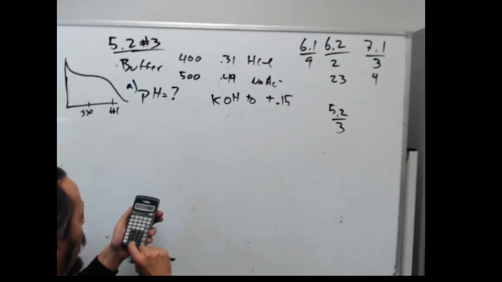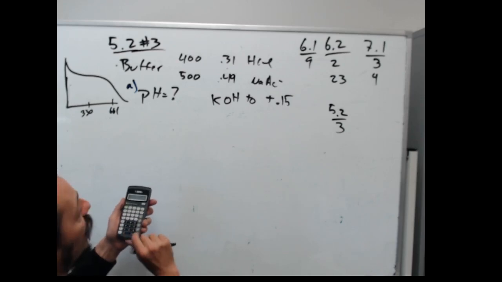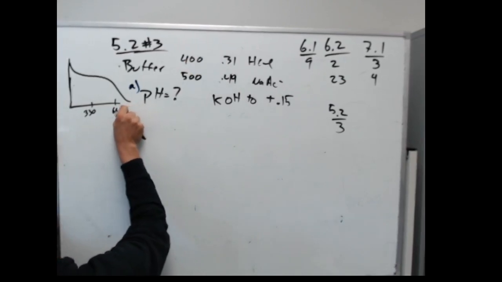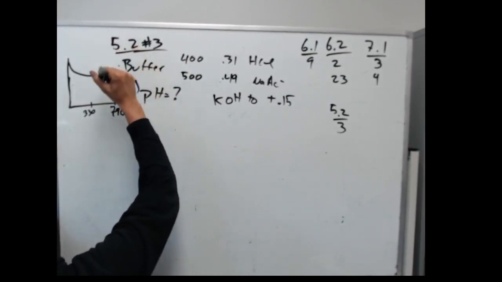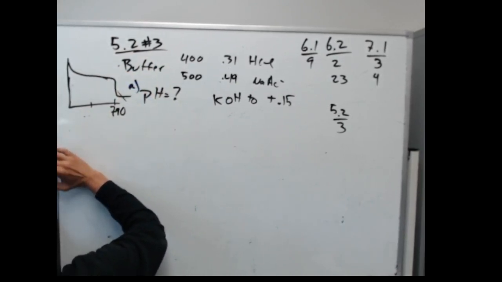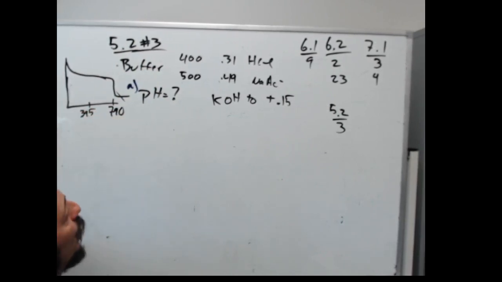500 times 0.49 divided by 0.31. So I get my total moles, which is 500 times 0.49 divided by the 0.31. That gets me 790 to my equivalence point. Let me draw that a little bit better. Steep drop. Divide that by 2, and I get 395 to my midpoint.